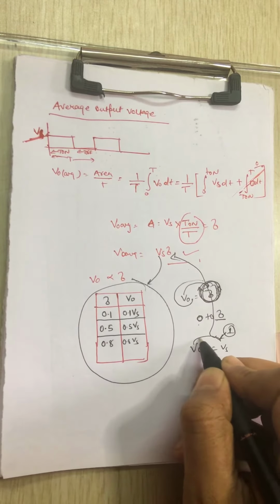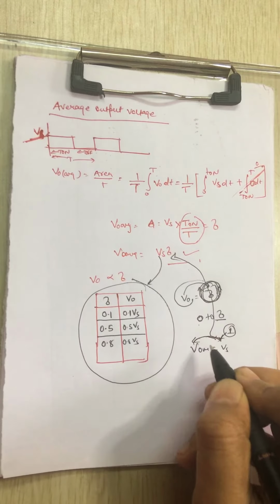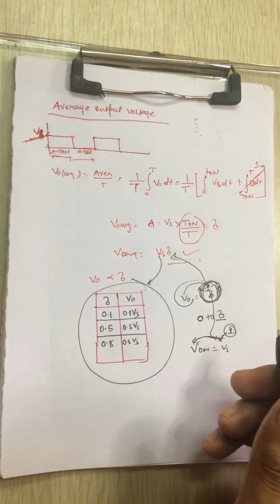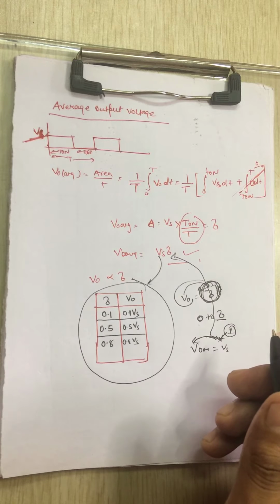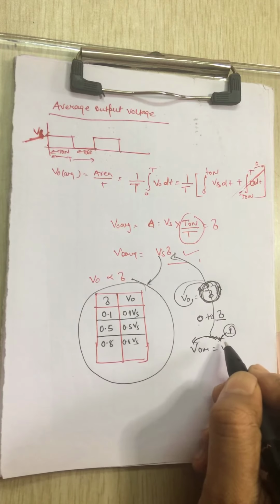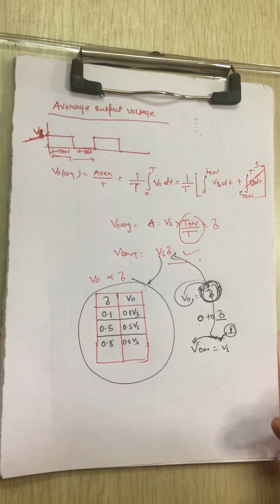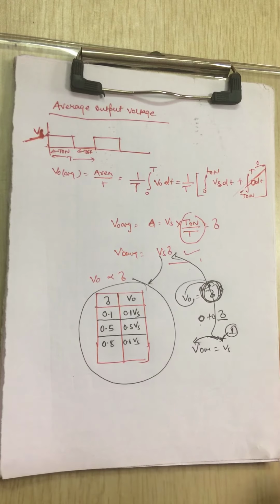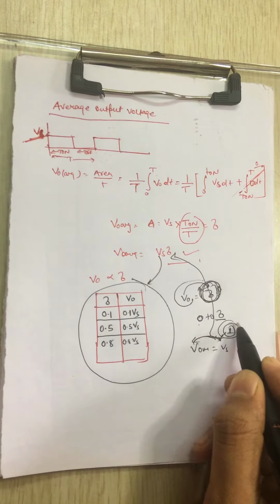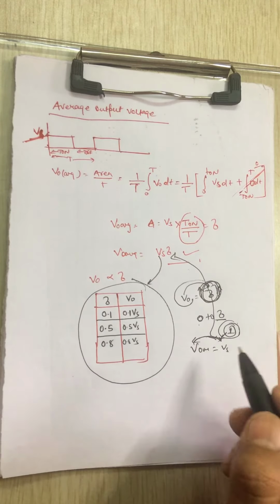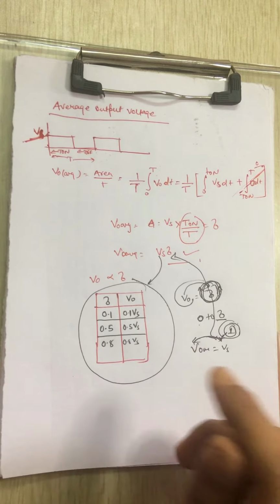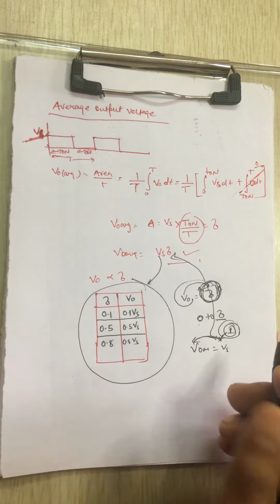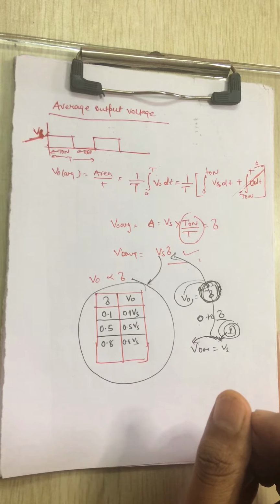So there will be no change in the voltage. Whatever input you are applying at the input side, the same voltage you are getting at the output side. Obviously, if there is no change in the output voltage, then there is no significance of that converter. So the value of delta will be between 0 and 1. You can vary it from 0 to 1 according to your requirement. You will select that value.